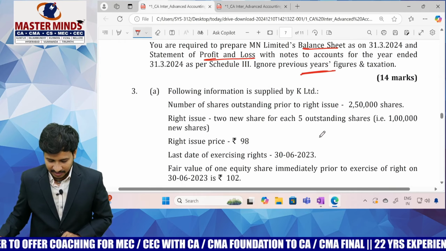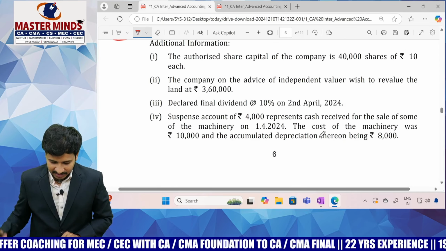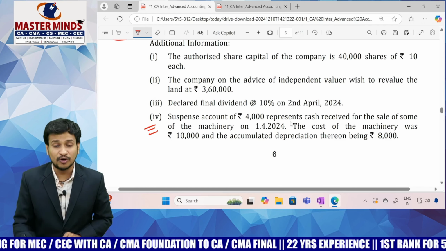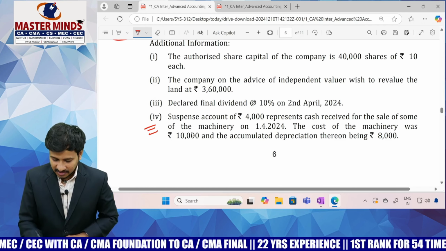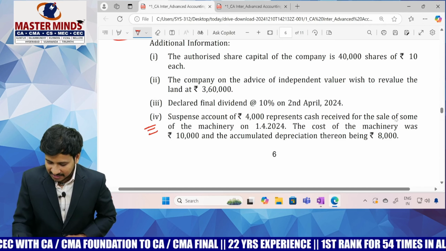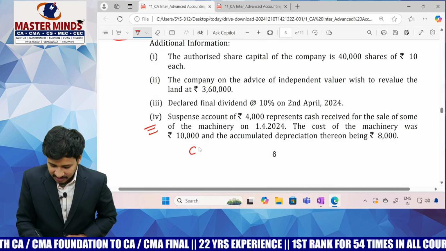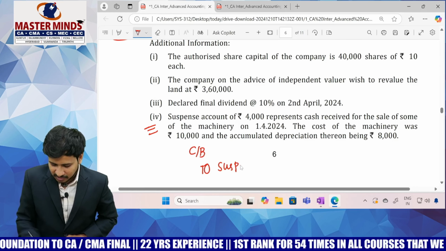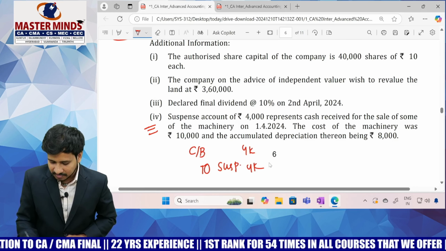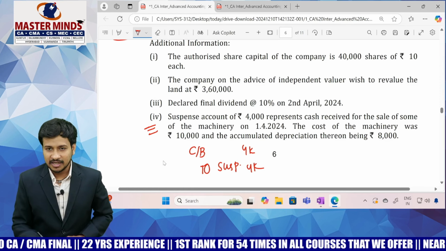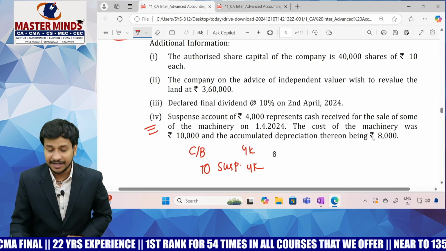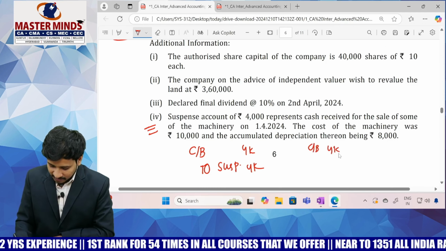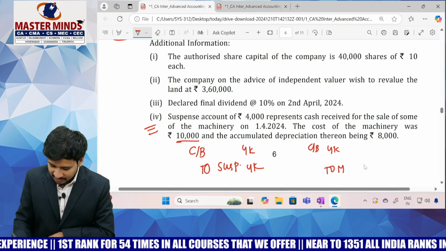And here, given that this is the error, it is purely similar. Likewise, you have sold the asset and cash is received. So suspense account represents cash received for the sale of machinery. He had written something like this: cash or bank account debit to suspense account 4,000. But originally you have to record it as a sale of asset. So cash 4,000, machinery cost is 10,000.